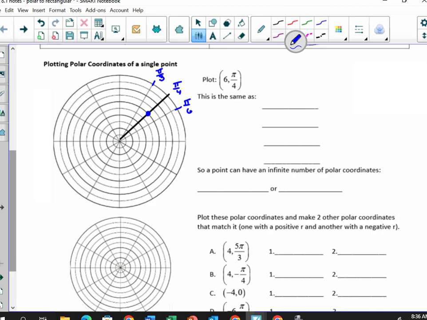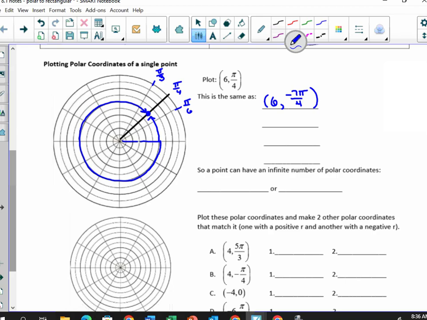Okay, everybody good with plotting 6 pi over 4? Okay, so that was counting out 6 and then going this way pi over 4, right? What if I traveled this way to get there? That would be 6 comma what angle? Yes, -7 pi over 4. Great. You went backwards.